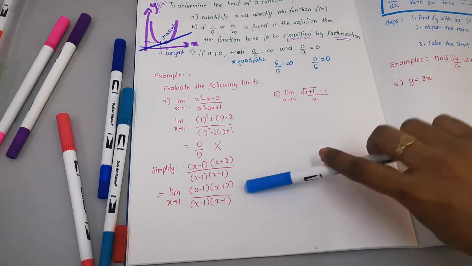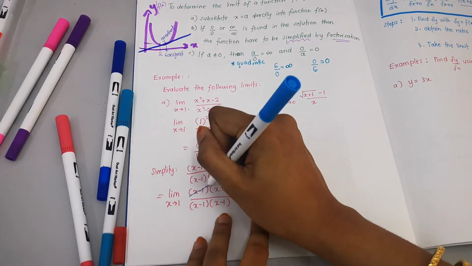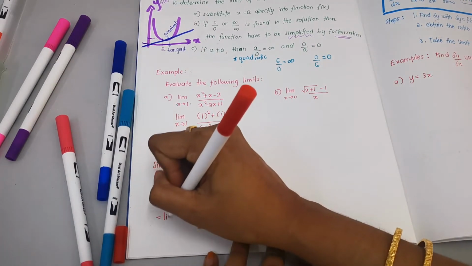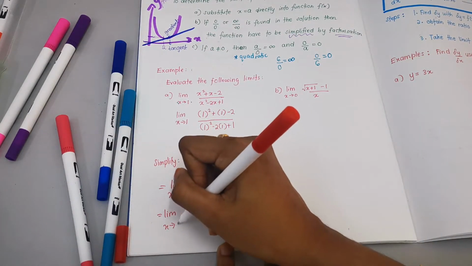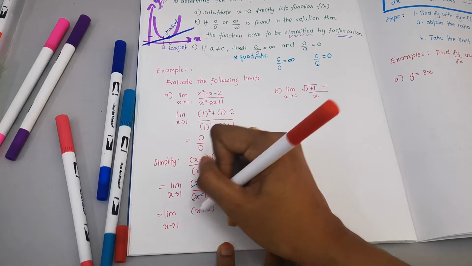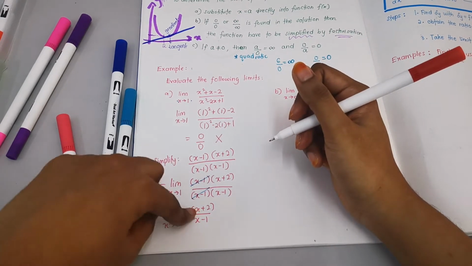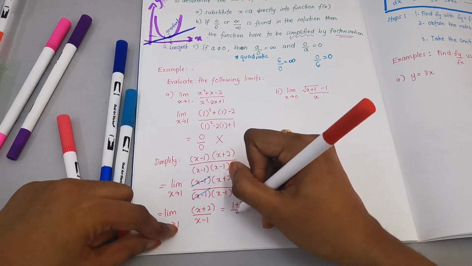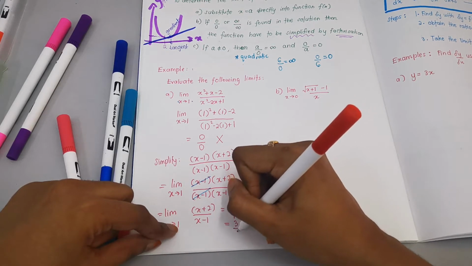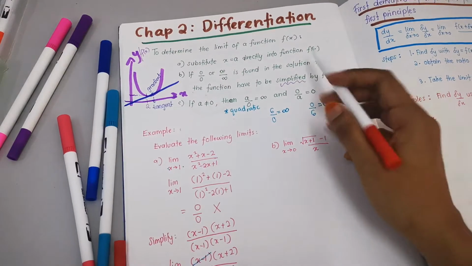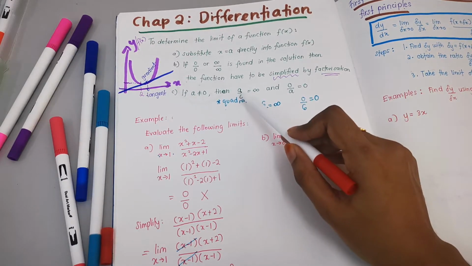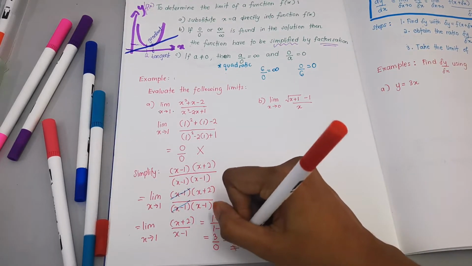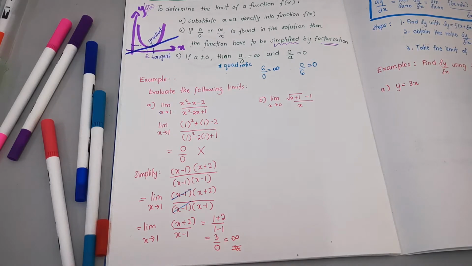Now, as you can see here, x minus 1 and x minus 1 can cut off. So what are we left with? We are left with limit of x approaching 1, x plus 2 over x minus 1. So now you substitute and see. 1 plus 2 over 1 minus 1. So you will get 3 over 0. So 3 over 0, look at our rule here. If you have a number on top and you have 0 below, what does it mean? This is infinity. So the answer for this will be infinity.